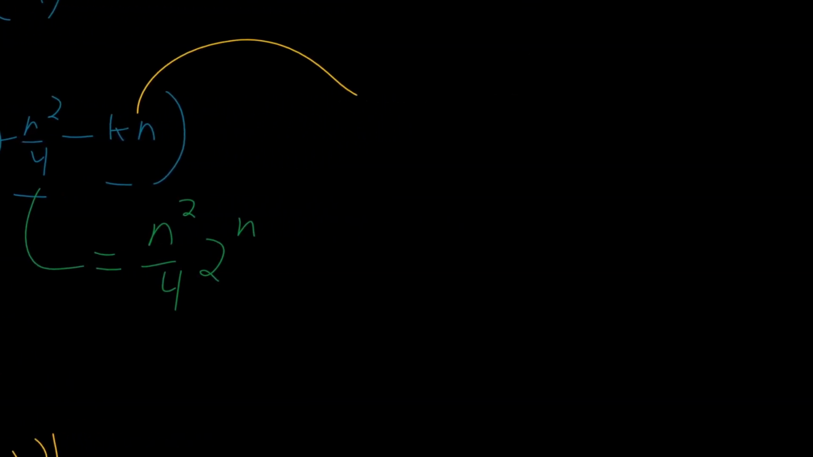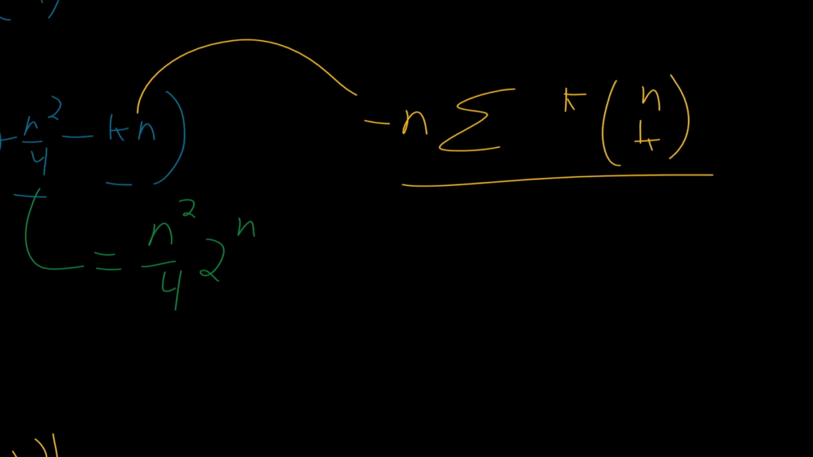Moving on to this one, we have just minus n times k, or I'll actually write out the whole thing. So sum, and then k, and then n choose k. But didn't we already evaluate that? Yeah, we already did. This is just our mean. So this right here is literally just minus n times 2 to the n minus 1.